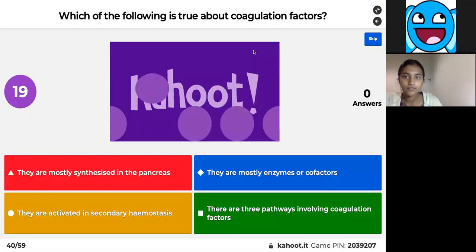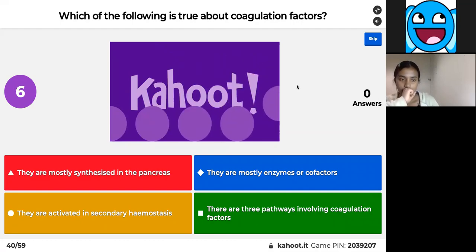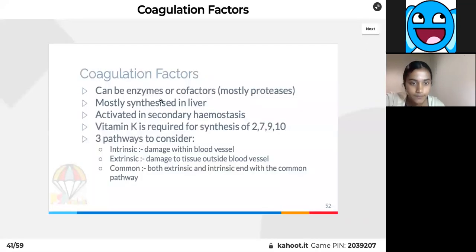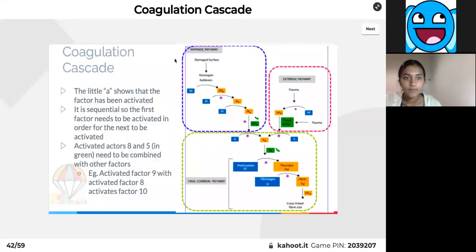Which of the following is true about coagulation factors? Okay, so all of these are correct, but it's synthesized in the liver, not the pancreas. Three pathways, so the intrinsic, extrinsic, and then the common. They're activated in secondary hemostasis. So this is just a depiction of the coagulation cascade. And here you can see that fibrinogen becomes fibrin with the help of thrombin there.